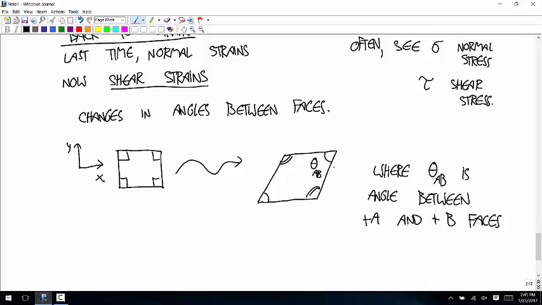What are these? This and this. It's a trick question, because that's an angle between the positive y face and the negative x face, and so that doesn't have a name. We're only going to be dealing with the angles between positive faces. So this is theta xy in this example.